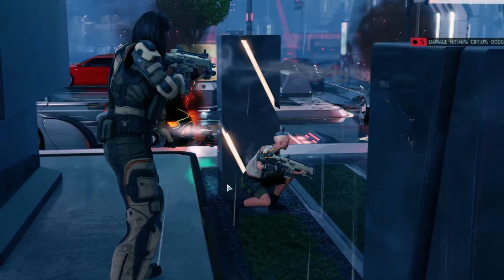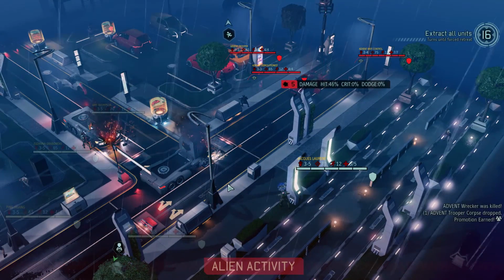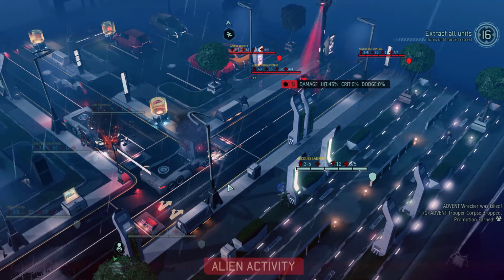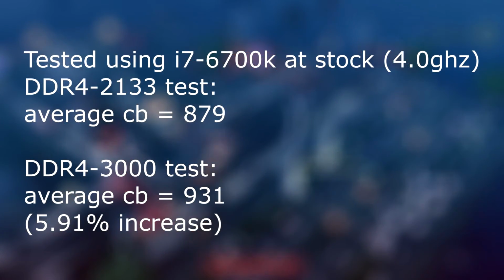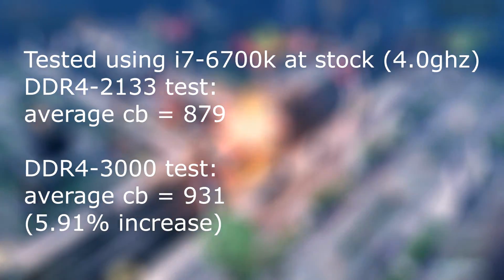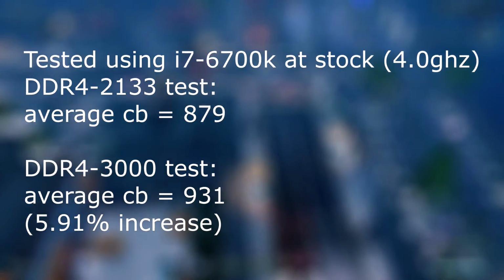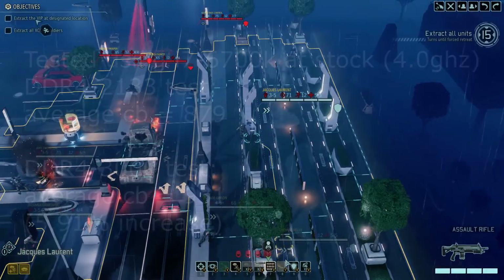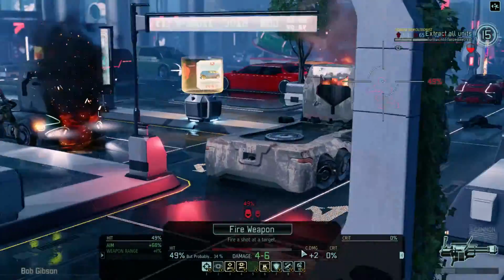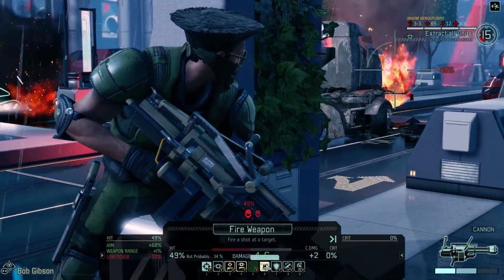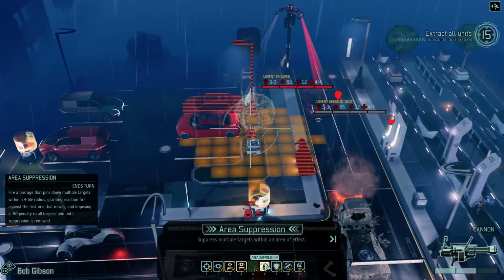For example, I tested 2133 megahertz RAM in Cinebench versus 3000 megahertz RAM in Cinebench, and the 3000 megahertz RAM just from the higher RAM speed got a 5.9% improvement in Cinebench score. So if you're constantly doing applications that are similar to Cinebench, then having faster RAM will help significantly.